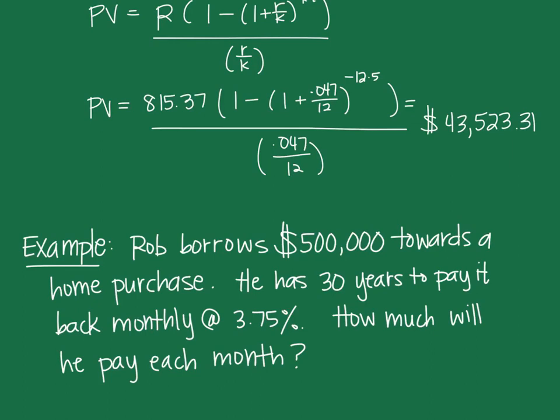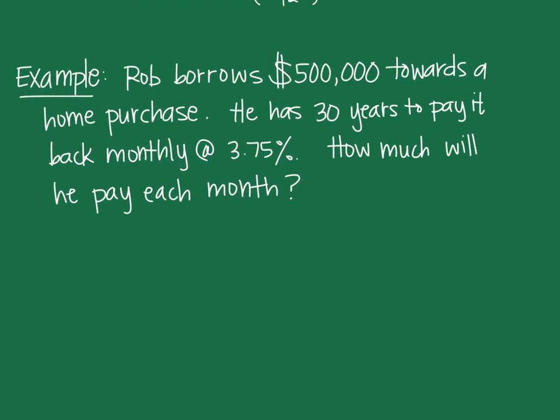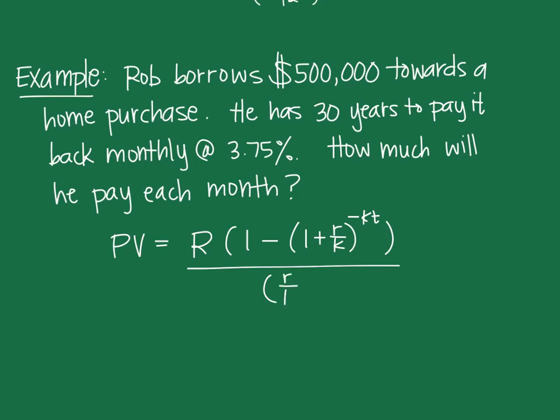And so this is going to be that PV equation again. So it's PV equals R, 1 minus 1 plus R over K to the negative KT, because this is not your money, and so it's negative, over R over K. So where does the $500,000 go? It goes in for PV. It's the total amount you're borrowing. It is not the R.